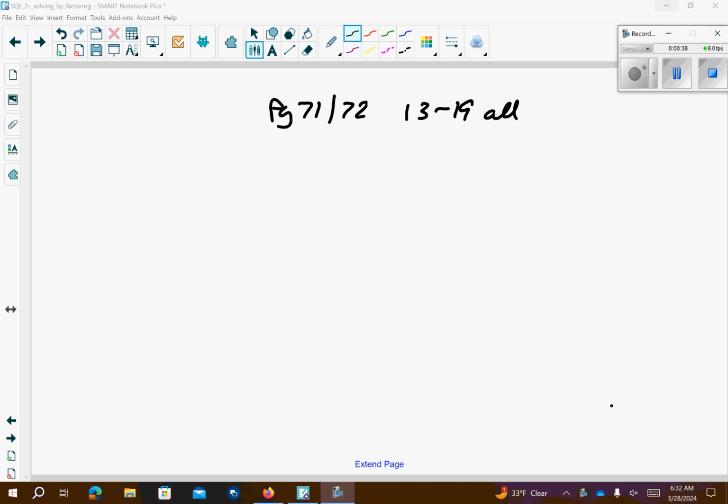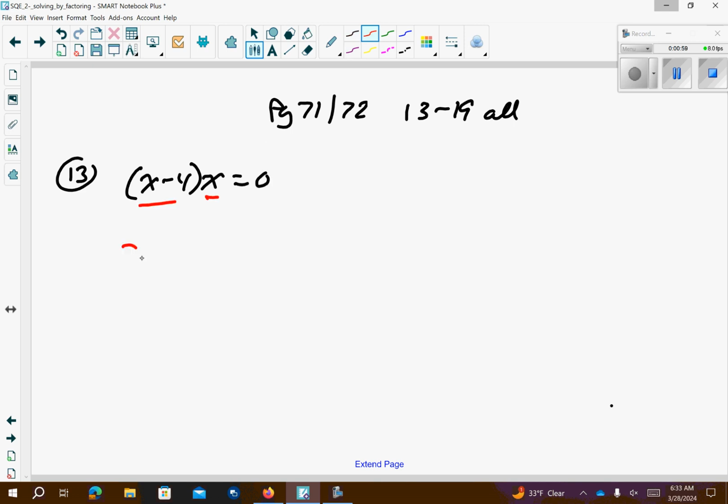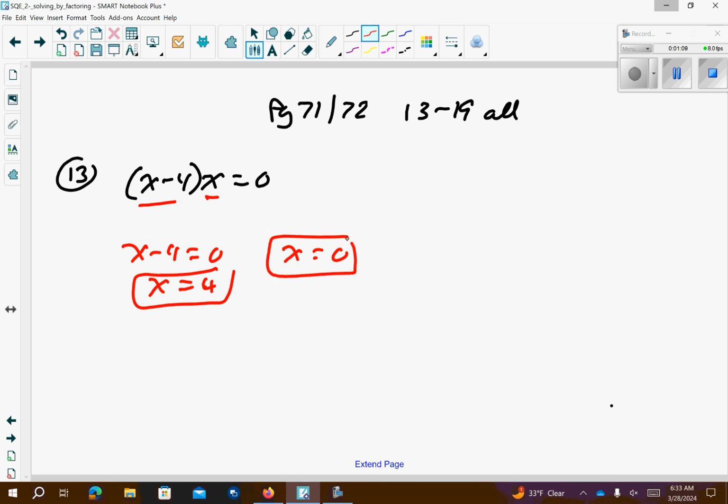So we had page 71, 72, 13 through 19, so you probably realized 13 through 19 was only on page 72. So let's work through these. Number 13, we have x minus 4 times x equals 0. So we have two parts of this problem. So we'll set each of those equal to 0. Add 4 to both sides here. And this one's already set up. So those are the solutions. That's where it would cross the x-axis if we had graphed it.